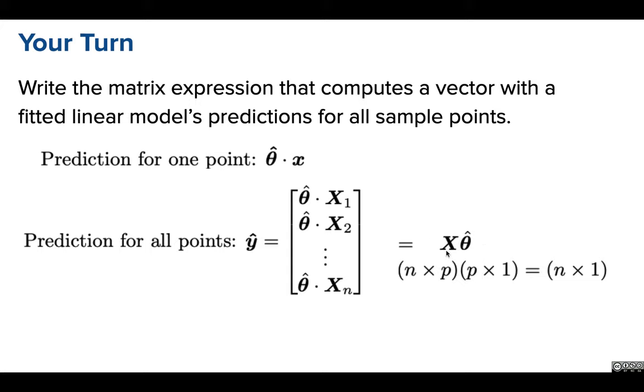But it still applies whether or not I include the intercept, right? So if I include the intercept in x, or I don't include the intercept in x, this multiplication here doesn't really care about that, as long as the x and theta have the right dimensions.